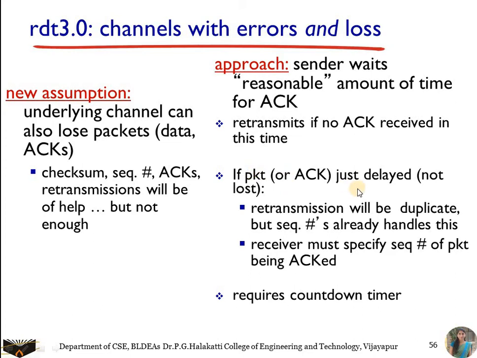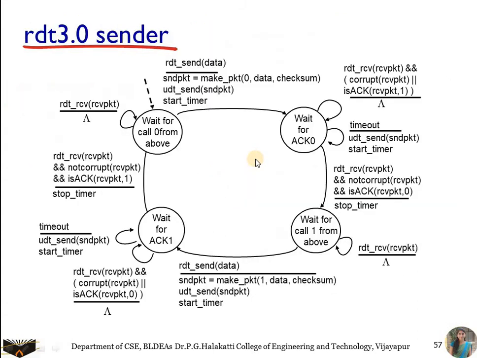If the packet is just delayed, that is, the packet is not lost in the network but is delayed for a certain amount of time, then the retransmission will be a duplicate, but sequence numbers will already handle this situation, and the receiver has to specify the sequence number of the packet for which it is sending the acknowledgement. So for this new approach, we require a countdown timer. We'll just go through the FSM diagram here.